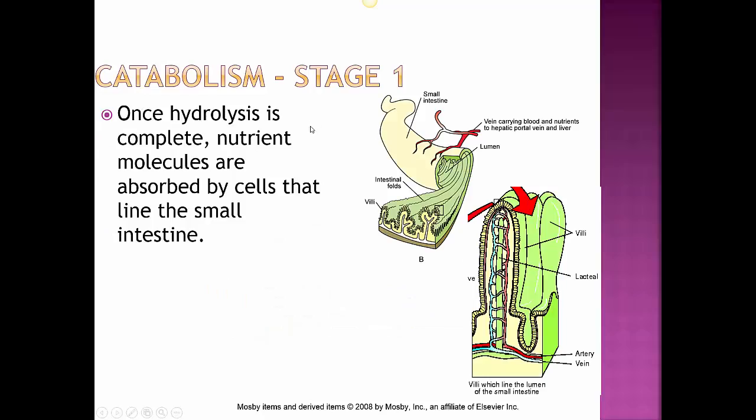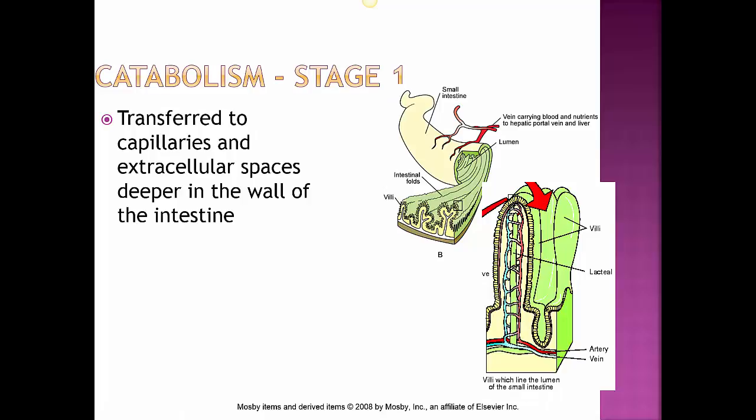Once hydrolysis is complete and the nutrient molecules are absorbed by the small intestinal lining, they're transferred into the capillary and into the extracellular fluid, and brought into the circulatory system, into the body through capillaries running back into veins, or in through the lymphatic system. You have lymphatic vessels right here in the duct that they're showing, and then the arteries, veins, and capillaries, and all this eventually ends up at the liver.